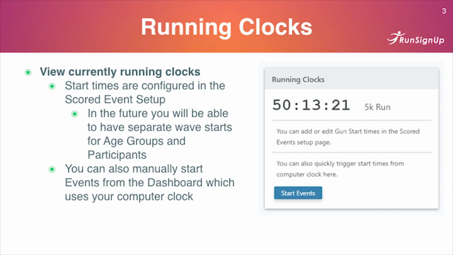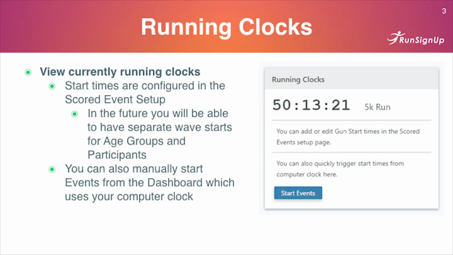So you can set up these start times in the score event section of the race setup, and they'll be displayed here. You'll also be able to manually trigger start times for events from this if you don't collect your start times from your chip systems as trigger times, or enter it manually in the scored event setup.